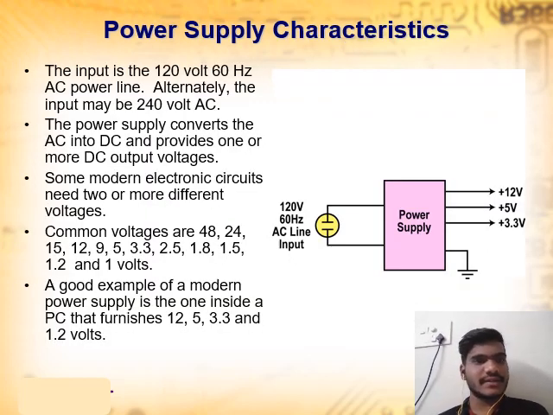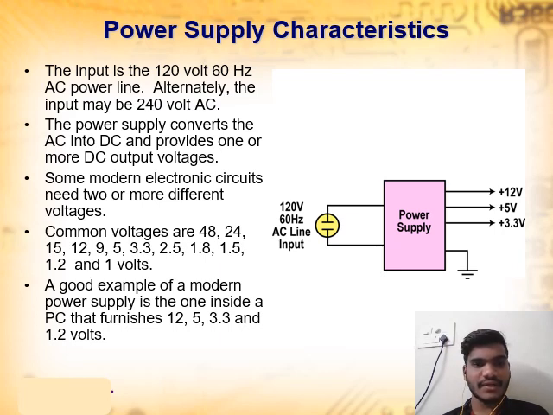Power supply characteristics. The input is the 120 volt 60 Hz AC power line. Alternatively, the input may be 240 volts AC. The power supply converts the AC into DC and provides one or more DC output voltages.